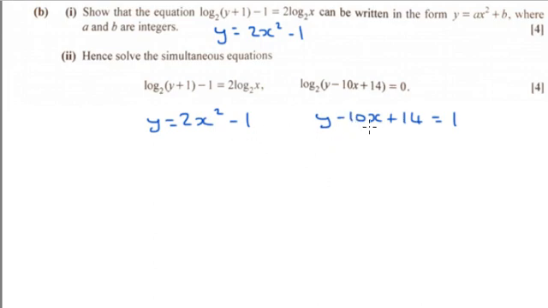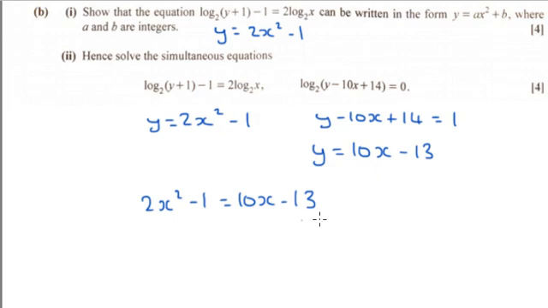That now means we've got two fairly normal simultaneous equations. If I can write this in terms of y, by moving everything over to the other side, so adding the 10x on and taking the 14 away from the 1, so that'll be minus 13. We've now got that y is equal to 2x squared minus 1 and y is equal to 10x minus 13. So that means we can say that 2x squared minus 1 is equal to 10x minus 13.